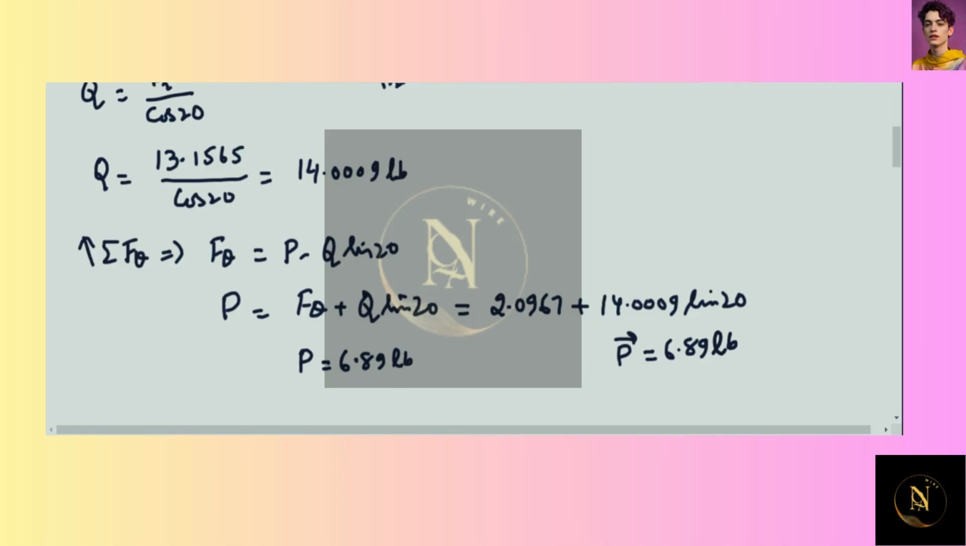So answer of B part you may write force P having the value 6.89 pound in the direction up along the horizontal line by 70 degree, and Q 14 pound down to the horizontal line by 40 degree.